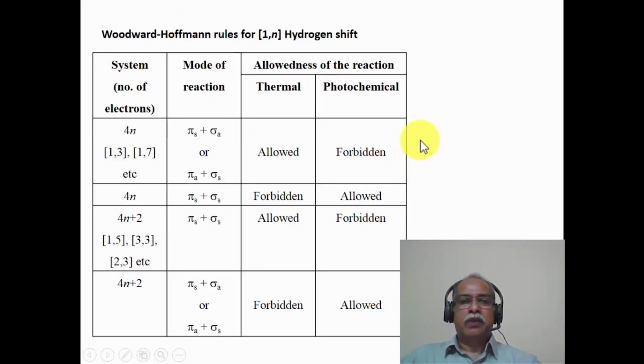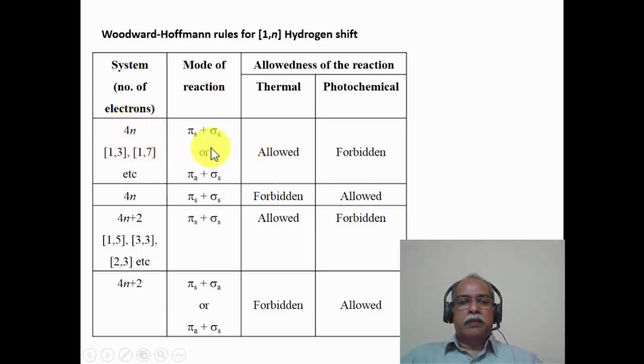To summarize the Woodward-Hoffmann rule for 1,n hydrogen shift, because the hydrogen is a migrating group, there is no stereochemistry involved here. So if you consider a 4n electron system, in other words, systems involving 4n electrons, as in the case of 1,3 and 1,7 shifts: in the case of 1,3, it will be 1 pi bond and 1 sigma bond, so 2 plus 2, 4 electrons are involved. In a 1,7 shift, it will be a triene and a CC bond. The triene will have 6 electrons and the CC bond 2 electrons, totally 8 electrons involved in the reaction. So it is overall a 4n system.